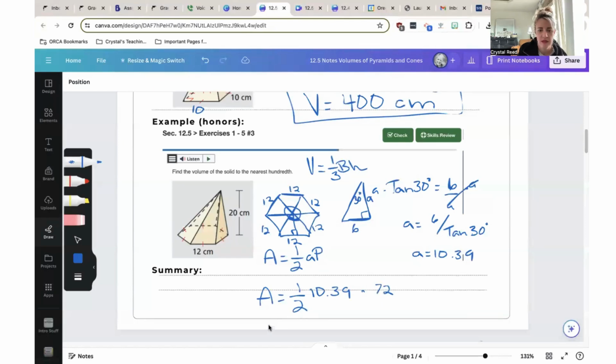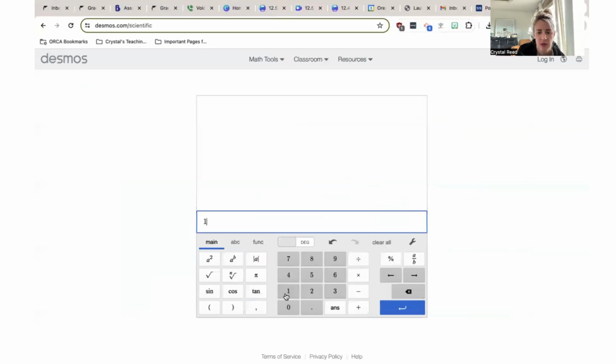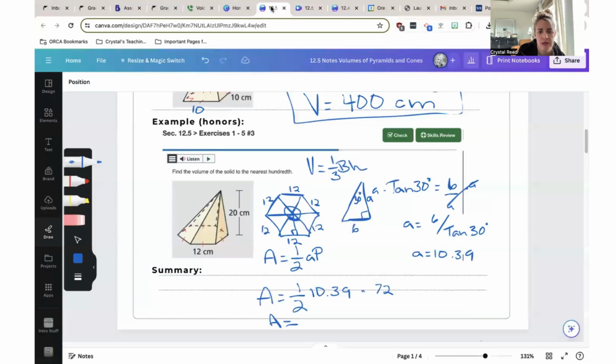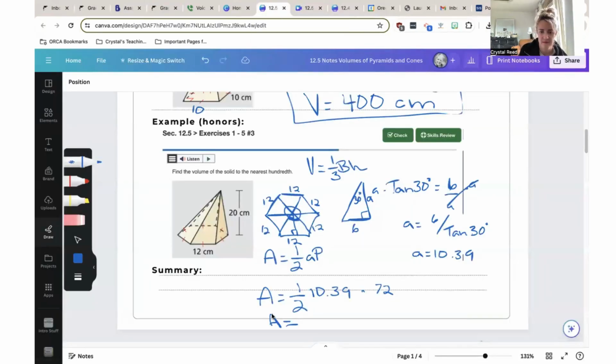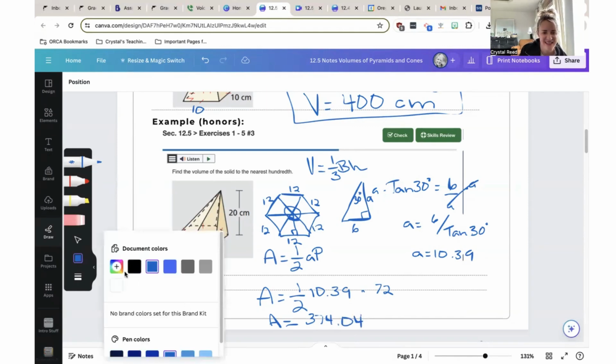Plug this all into our calculator. So our area is going to end up equaling 1/2, 10.39 times 72. 374.04. That's just the area of the base. Fun, right? We're not quite done. So that's our area of base.